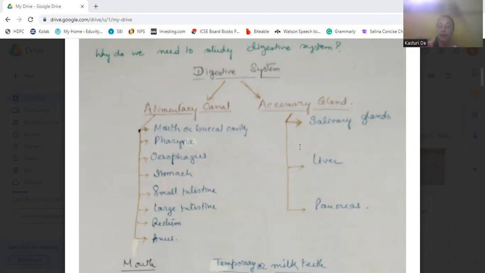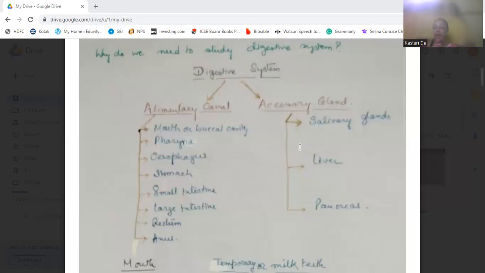Then comes the pancreas. The pancreas is a leaf-like organ which has two functions: an endocrine function and an exocrine function. The endocrine function is that it secretes some hormones, and the exocrine function is that it secretes some enzymes.